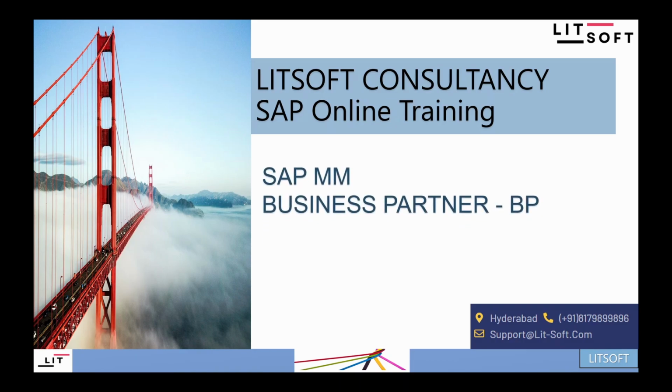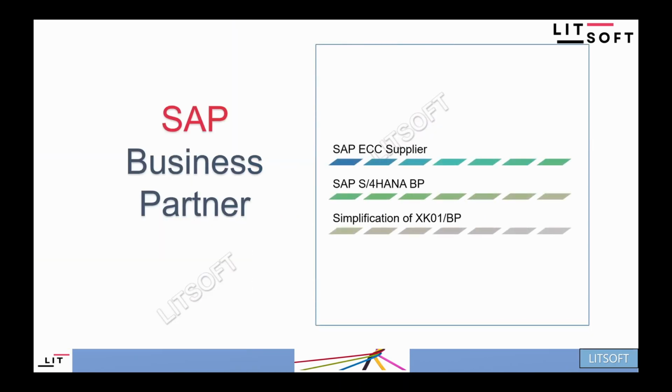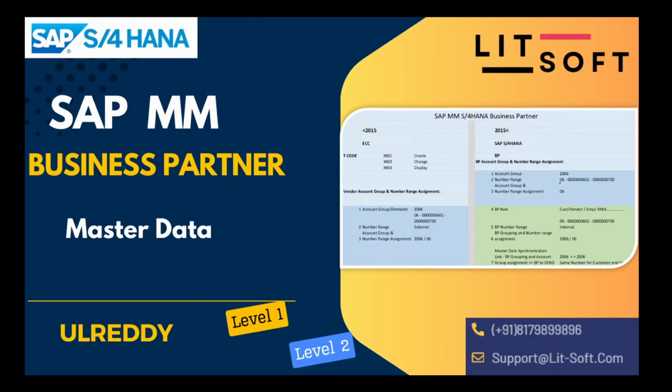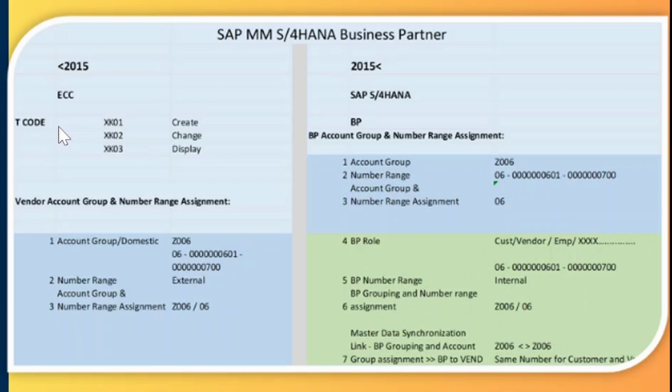Today we are going to discuss SAP MM Business Partner. Let's discuss SAP ECC Supplier, SAP S4 HANA BP, and the earlier T-codes which we used, XK01, 02, 03, for vendor master, and BP from SAP S4 HANA. Here you can see all these three codes which we discussed, and SAP S4 HANA BP as a transaction code.